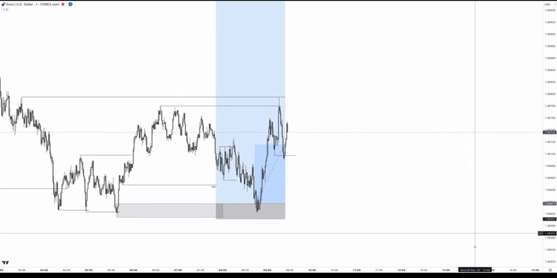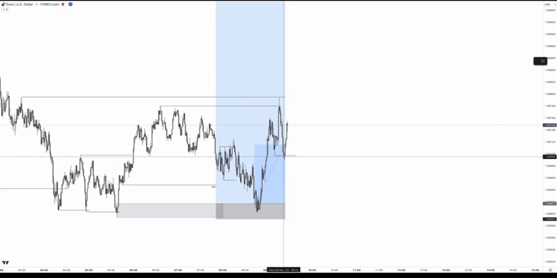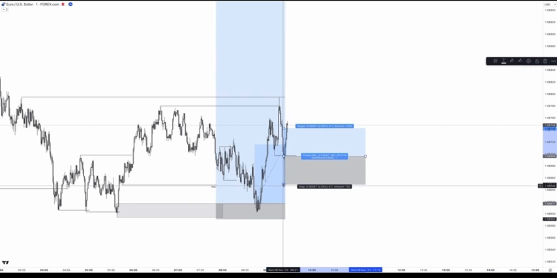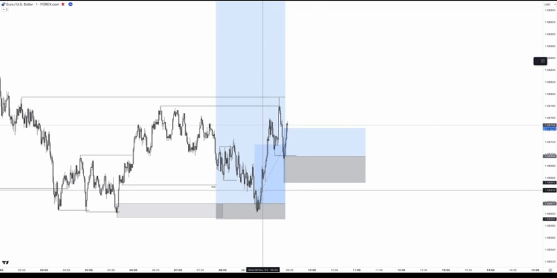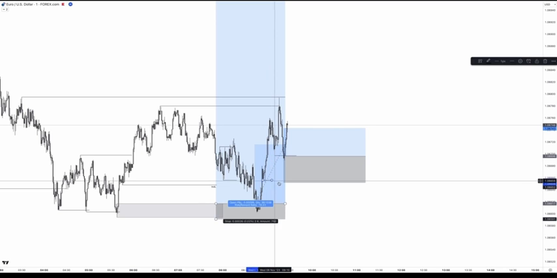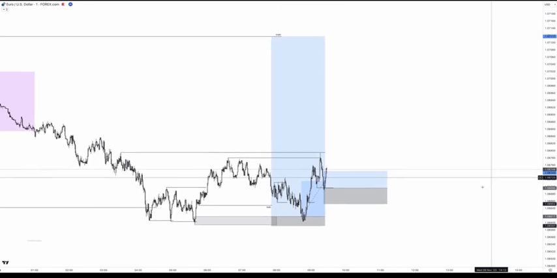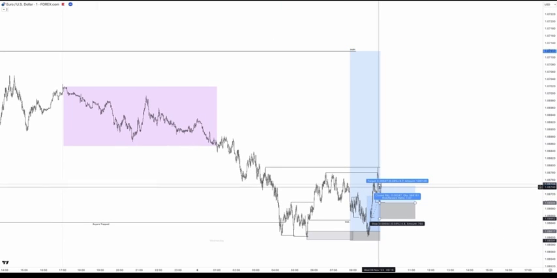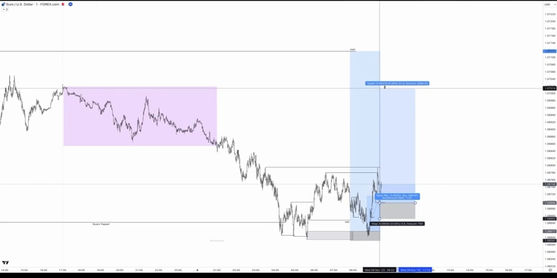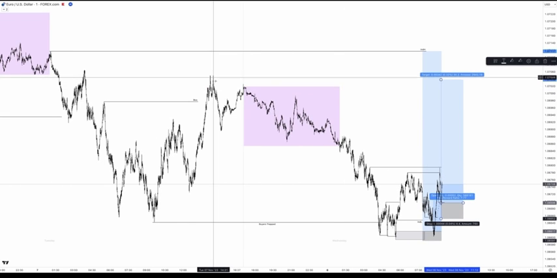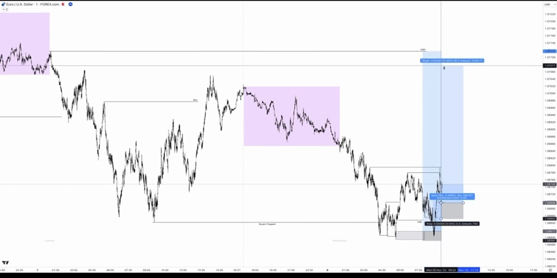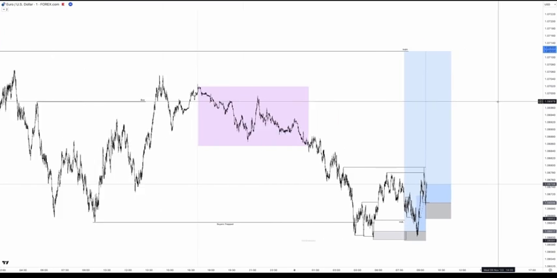Obviously, that's what happens. You could have entered right here. I believe that's how Marco entered. And he kept his stop below this low right here because it is a liquidity block. And then you can target. You could just target, I mean, you could hold it towards these highs right here, or you could just target the inducement high.